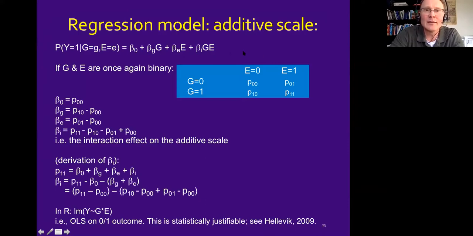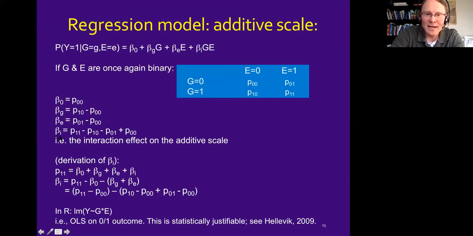Anyway, if we do that, it corresponds back to that additive model we were discussing in the first part of the talk. And if we do that, the intercept is interpreted as the probability of disease when E is 0 and G is 0. Beta G is P10 minus P00. Beta E is P01 minus P00.